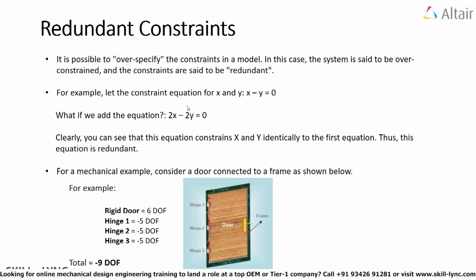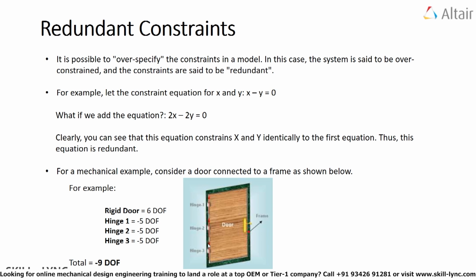Now let's consider the example of a door to a frame with the hinges as shown in the figure. We all know that a rigid body has 6 degrees of freedom. Door, being a rigid body, has 6 degrees of freedom. Hinge represents a revolute joint in multibody dynamics. As I had explained in the previous chapter, a revolute joint constrains 3 translational degrees of freedom and 2 rotational degrees of freedom, totally constraining 5 degrees of freedom. This means that it only allows rotation about one particular axis.